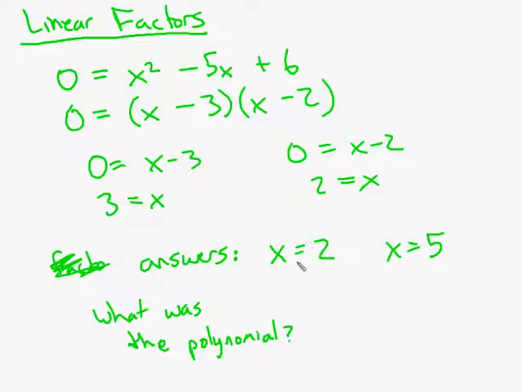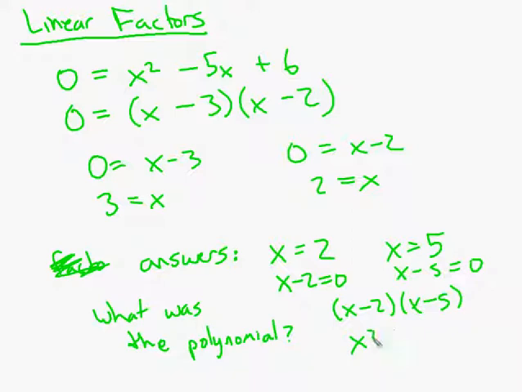Okay, so you would get it over to x. So we have x minus 2 equals 0 and x minus 5 equals 0. So it would be x minus 2 times x minus 5. Okay, and then I would multiply that out and get x squared minus 7x plus 10. Does that make sense? How I worked that backwards?